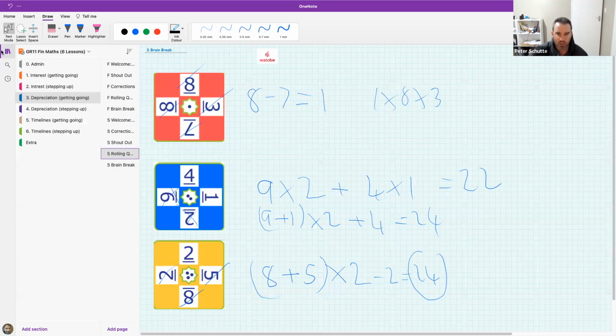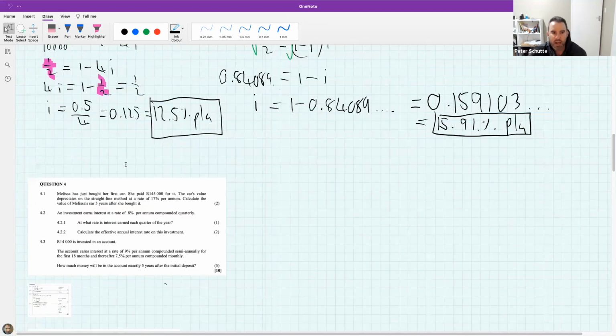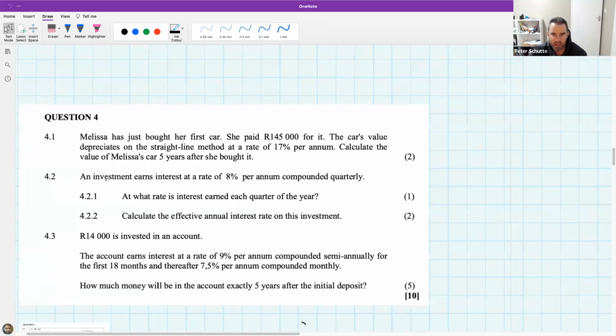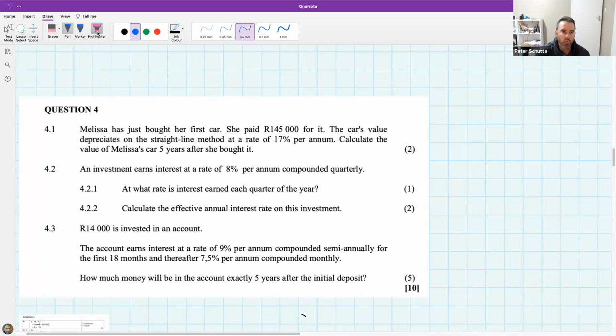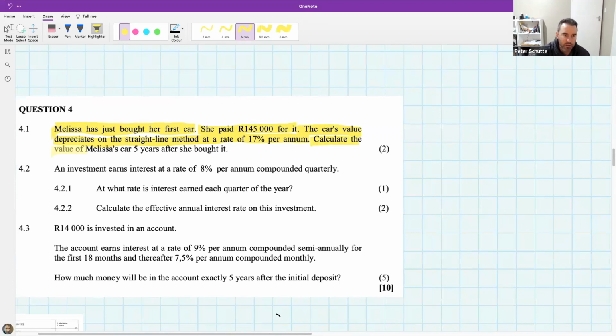Okay, well, let's get back to the second half of our lesson. I hope you had a good break and your body feels like, whoa, it's been a while since I've been learning. Let's start with this old exam question. And I just want you to do the one that's going to be in yellow. So Melissa has just bought her first car. She paid 145,000 for it. The car's value depreciates on a straight line method at a rate of 17% per annum. Calculate the value of Melissa's car 5 years after she bought it. See if you can solve that one for me.